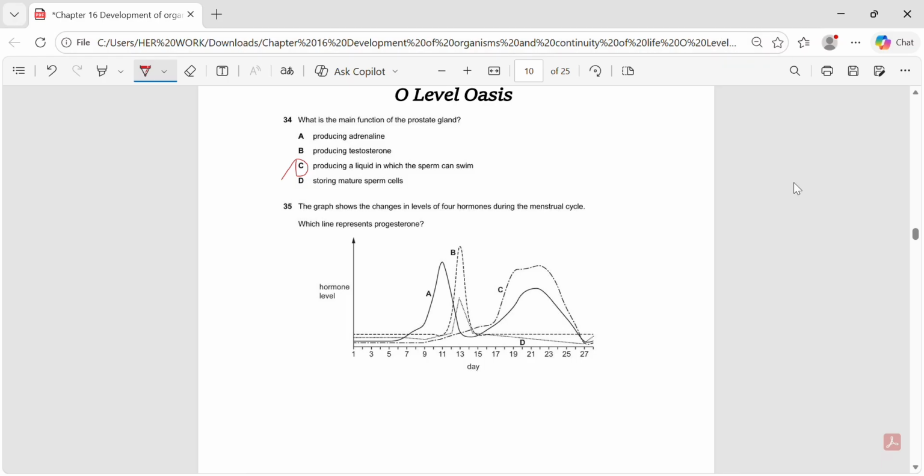Next, the graph shows the changes in levels of 4 hormones during the menstrual cycle. Which line represents progesterone? This means progesterone levels rise after ovulation and help maintain the uterine lining, so, the correct answer is C.